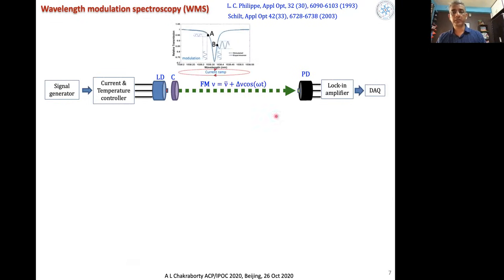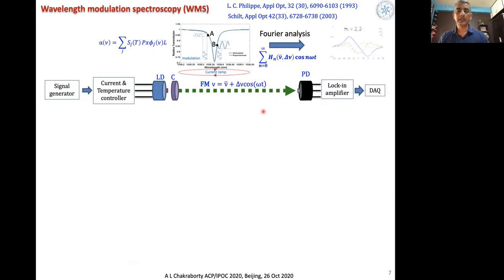So when you superimpose a frequency modulation on the light, that frequency modulated light interacts with a single absorption line of a gas, and you get signals at various harmonics of the modulation frequency. And the shape of these harmonic signals is given by the Fourier coefficients, Fourier expansion of the absorption line itself. So each of these harmonic signals, the 1f, the 2f, etc., they are uniquely related to the absorption line itself.